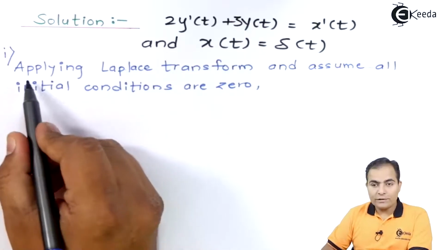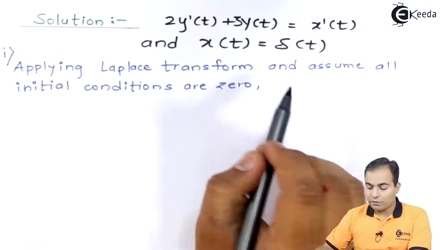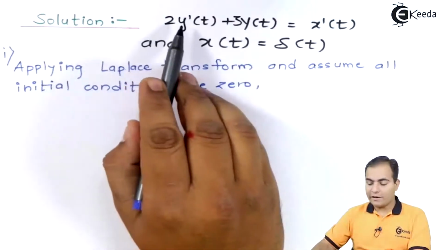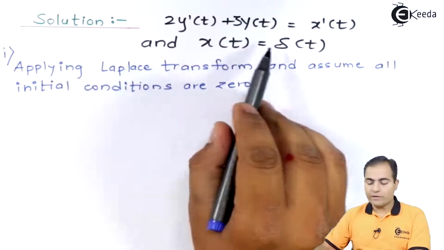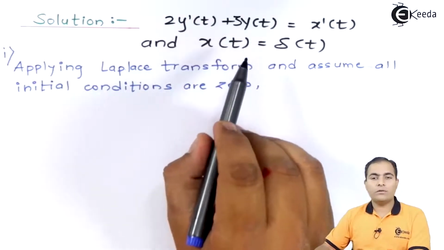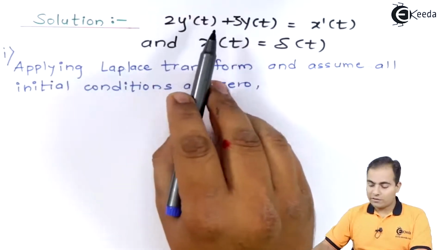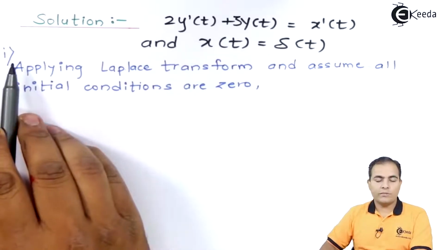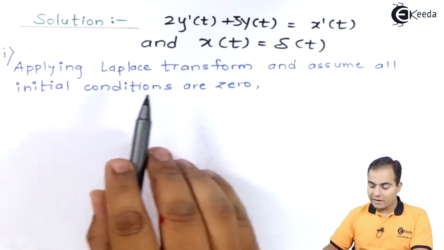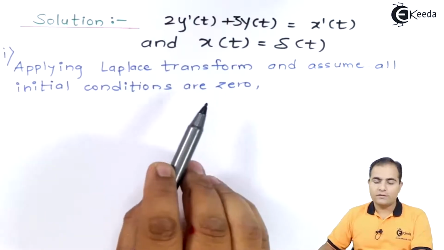Now, what is mentioned? Applying Laplace transform and assuming all the initial conditions are 0. The question is 2y dash of t plus 3y of t equals x dash of t, and one thing is given, x of t equals del of t, and it is only for finding the impulse response. Now we'll find the Laplace transform, because what we want is the transfer function, which is question number 1. That's why I've written applying Laplace transform and assume all initial conditions are 0.